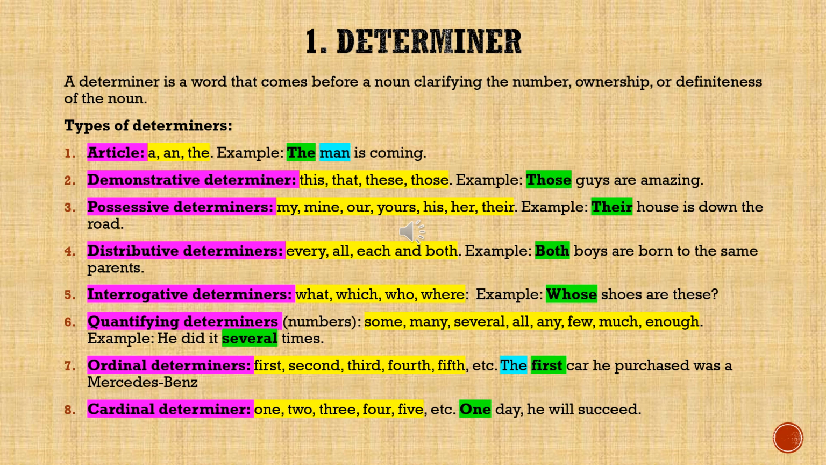3. Possessive determiners. The possessive determiners in English language are my, mine, our, yours, his, her and their.